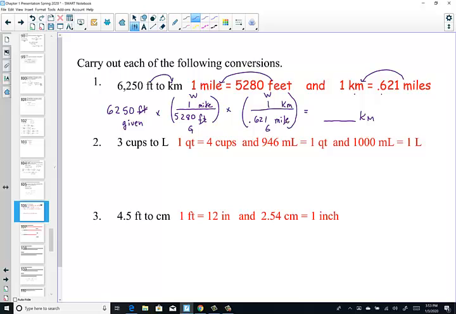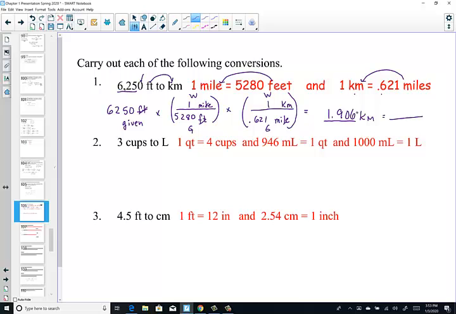6250 on the calculator times parenthesis 1 divided by 5280, close parenthesis, times parenthesis 1 divided by 0.621, close parenthesis, just as it's written on your screen here, and then hit enter or equal, and we get 1.906 with more numbers after that. Notice we have 3 sig figs because this value is not significant, so I'm allowed to report 3 sig figs only. So let's repair our significant digits.